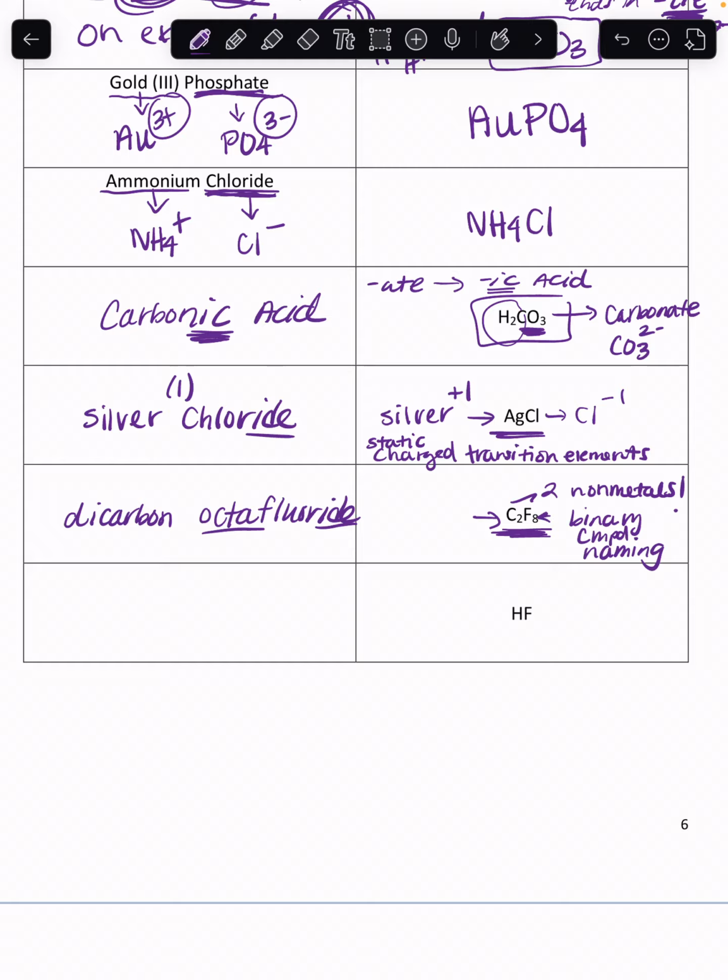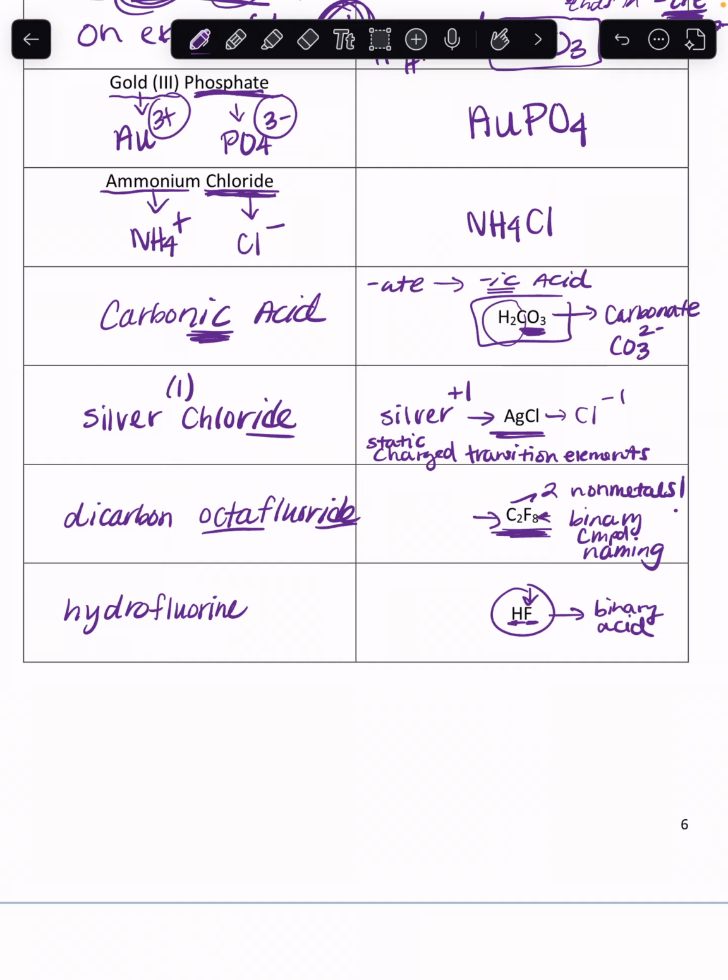Nice. So the last one I see here, HF. Oh, what the heck? How am I supposed to name that? Well, I see one hydrogen and I see one other element. That, my dear peoples, is a binary acid. Binary acid, for sure. So with binary acids, I always have the prefix first of hydro. Hydro. And then take my root nonmetal, which will be fluorine. So it'll be hydrofluorine. Oh, but wait.